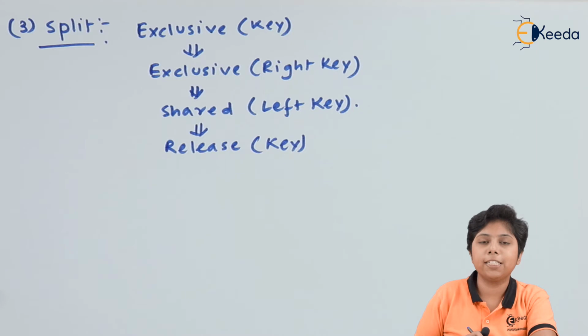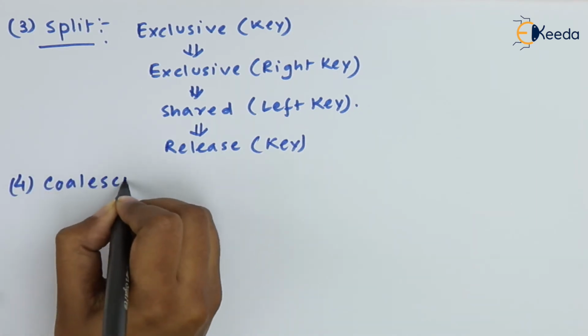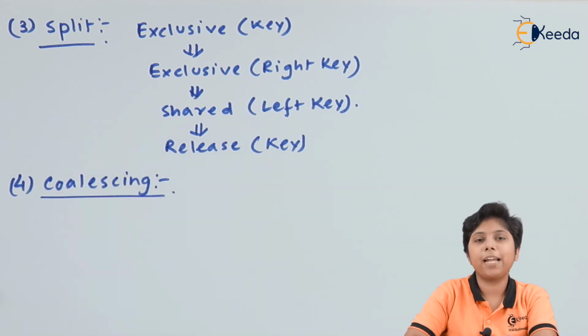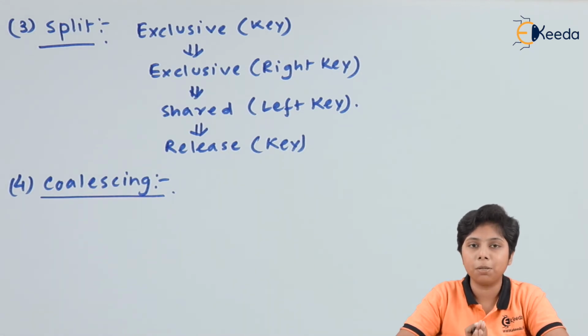The last one is coalescence. That means if there are too few keys after deleting a key from a node, then we need to join those nodes to have one merged node so that we can have a minimum number of values in this particular node.